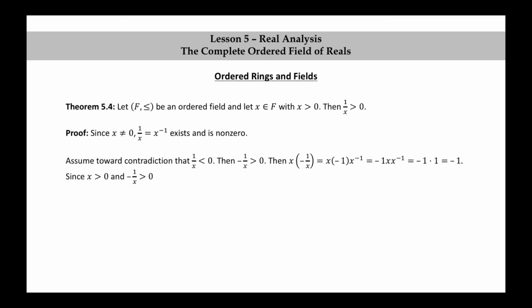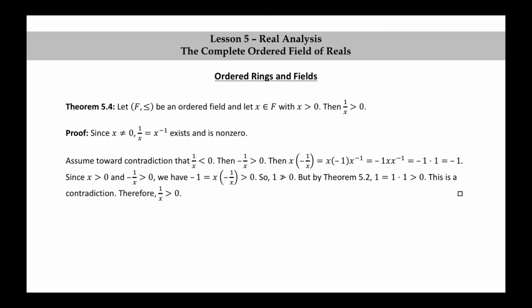Since x is greater than 0 and negative 1 over x is greater than 0, we have negative 1 equals x times negative 1 over x greater than 0. So 1 is not greater than 0. But once again, by theorem 5.2, 1, which can be written as 1 times 1, is greater than 0. This is a contradiction. Therefore, 1 over x is greater than 0.